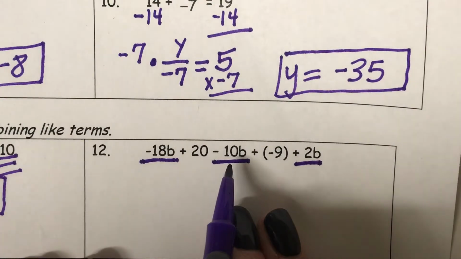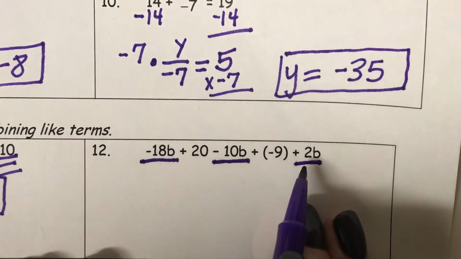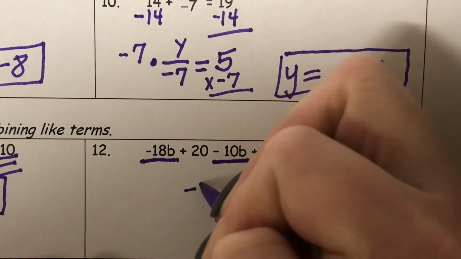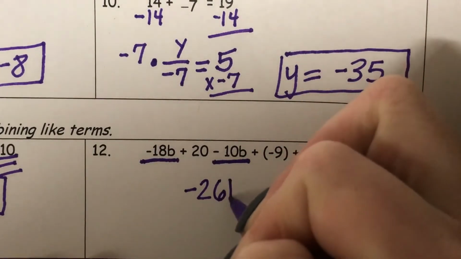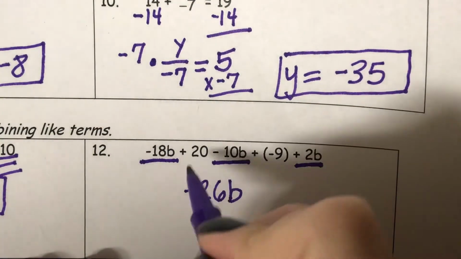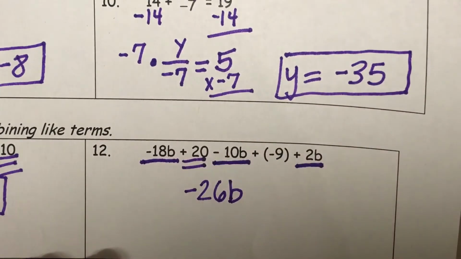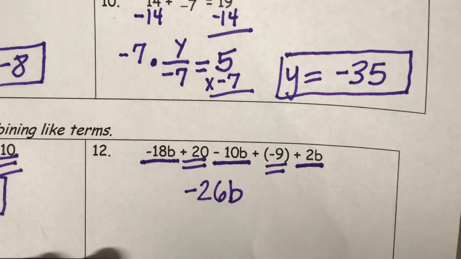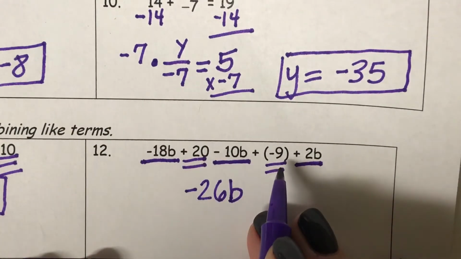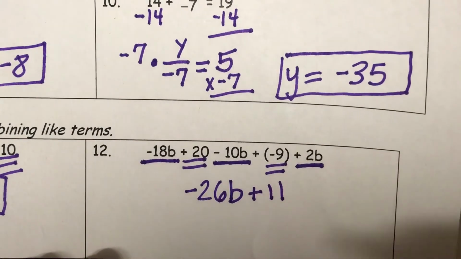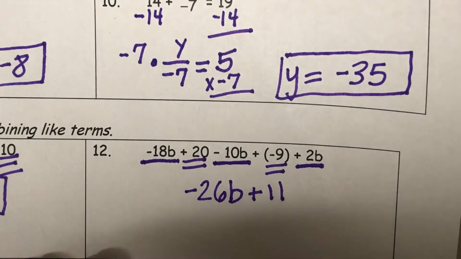Then negative 28b plus a positive 2b, remember negative and positive, we have to find their difference, is going to leave us with a negative 26b. Okay, now we can combine what's left. Positive 20 and negative 9. One's positive, one's negative, so find their difference. Their difference is 11. Since the 20 was bigger, it's a positive 11. So we are left with negative 26b plus 11.